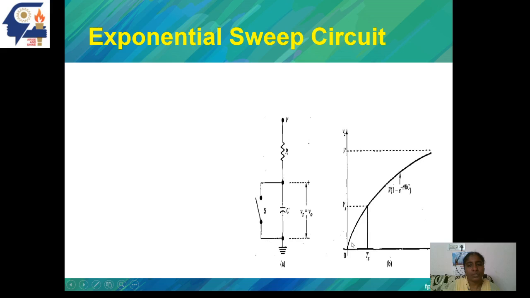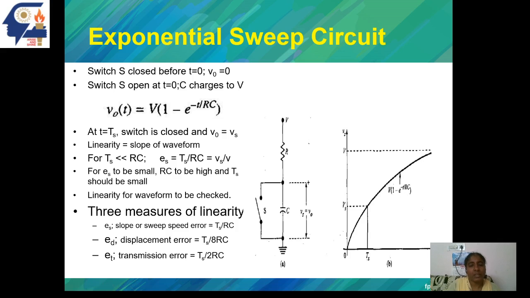So this entire portion of the output voltage waveform can be represented as V times 1 minus e power minus t by RC, where R and C define the time constant. Ts is the time for which the switch is kept open, and the slope linearity is defined by a factor called sweep error, which is the ratio of Vs by V. At time Ts, the capacitor charge is at voltage level Vs.